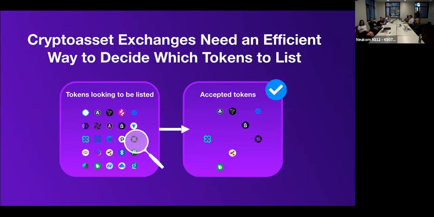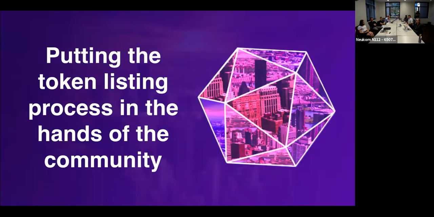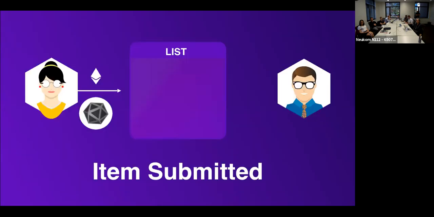So we developed this experiment, which is not an experiment because it's a product now, where people submit tokens to be listed on the exchange, and the community, using this jury incentive system, decides which tokens should be accepted and which should not, right? So the community is empowered to make this decision instead of the owner of the exchange. How does it work?